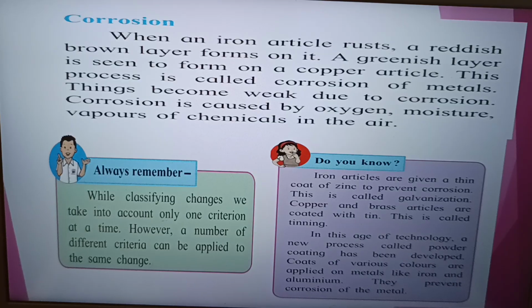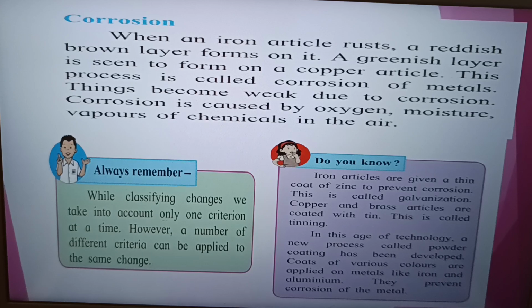Now, why is corrosion happening? Because of oxygen. If you have left the iron open and have not painted it with oil paint, it is caught by rust and corrosion will start on it. Moisture in the air is also a cause of corrosion, and so are vapors of chemicals in the air. So these are all the causes of corrosion: oxygen, moisture, and vapors of chemicals in the air. If this comes in the examination, write it in the exam. Remember that these three are the reasons for corrosion.